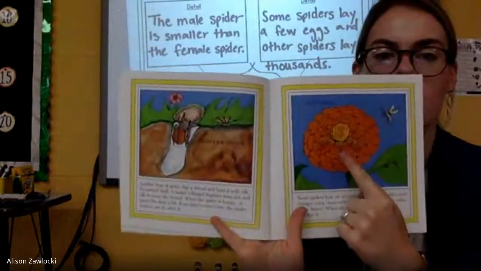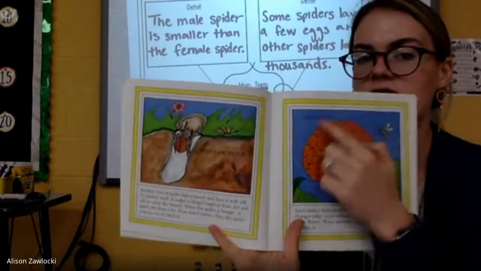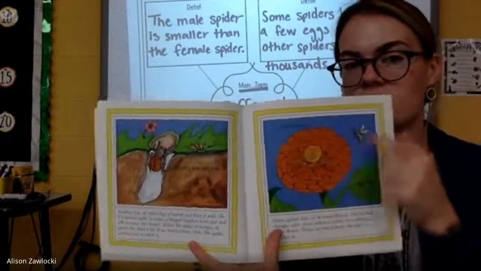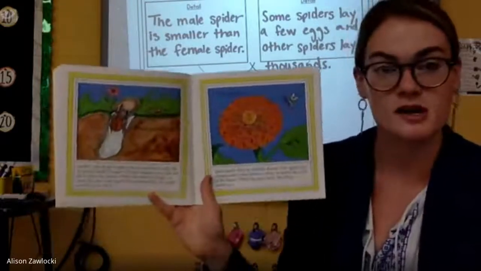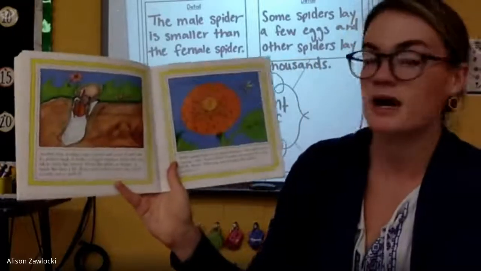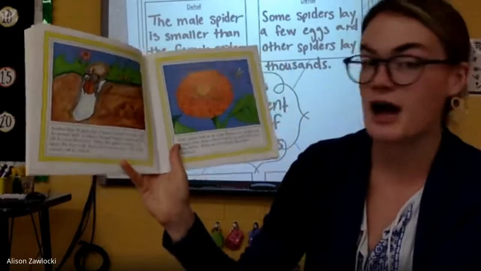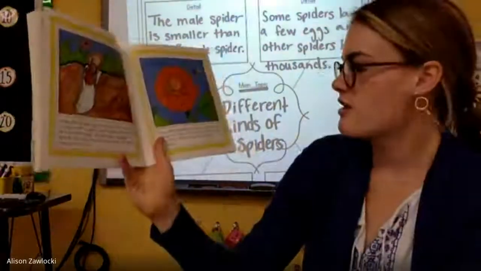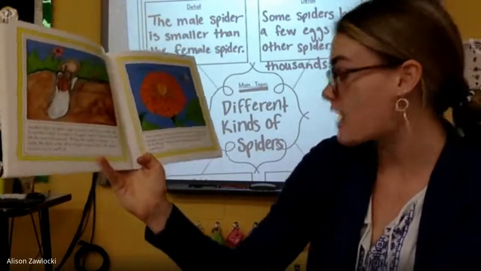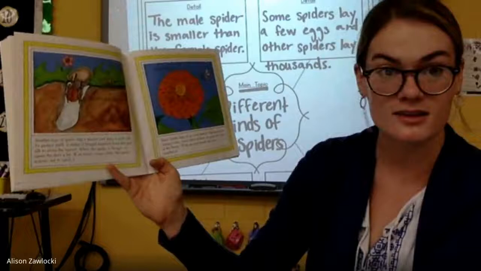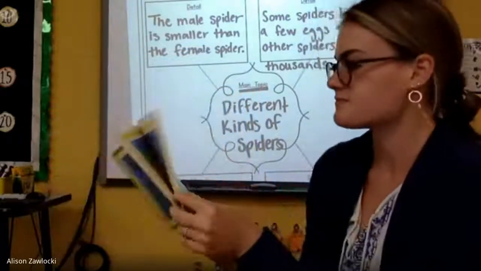I want you to come up with, in your mind, a key detail about this spider in this picture that supports the main idea that there are different kinds of spiders. You can start by saying the crab spider. Great job. I'll tell you what I thought of. The crab spider hides on flowers to catch insects. That's a detail that supports there are many different types of spiders.